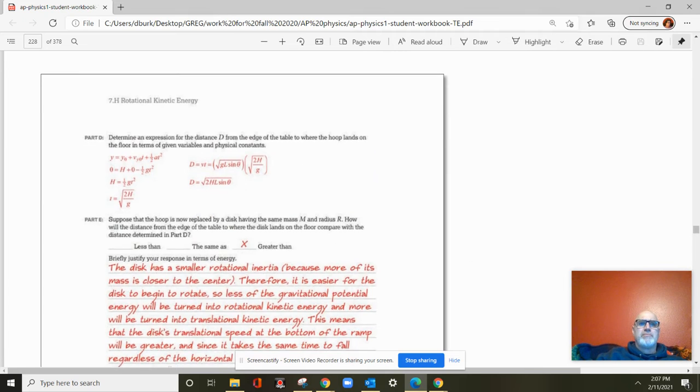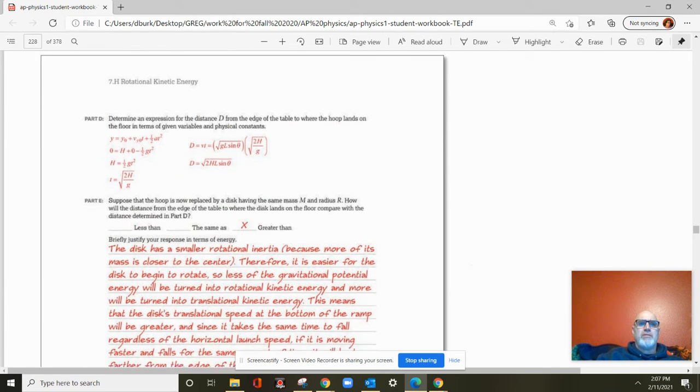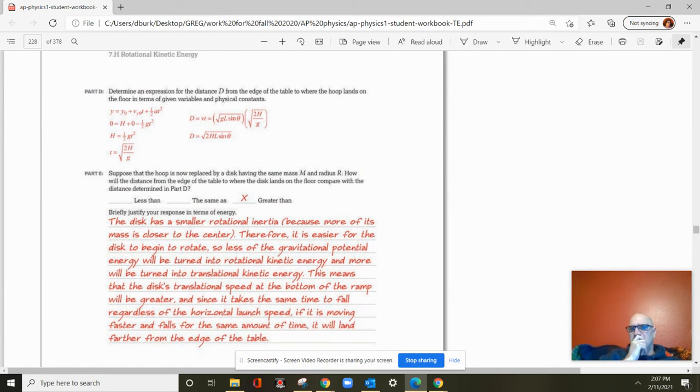All right. Oh, we're still on H. Determine an expression for the distance d from the edge of the table to where the hoop lands on the floor. And so the time that it's in the air is the square root of 2h over g. We've been through that a million times, right? And now the distance is equal to vt. So we just derived v, and now we have t. So we can multiply these together.